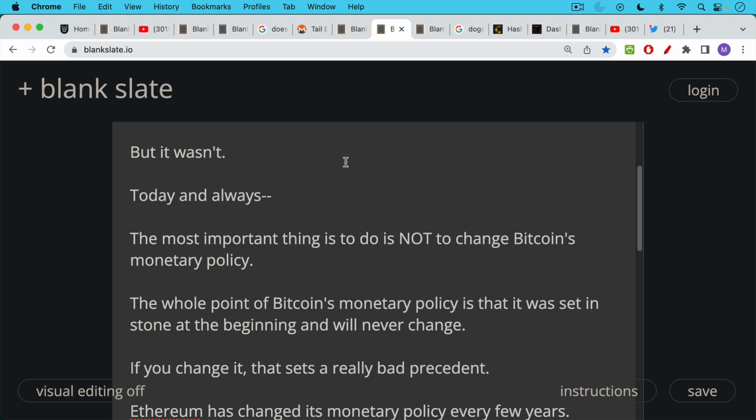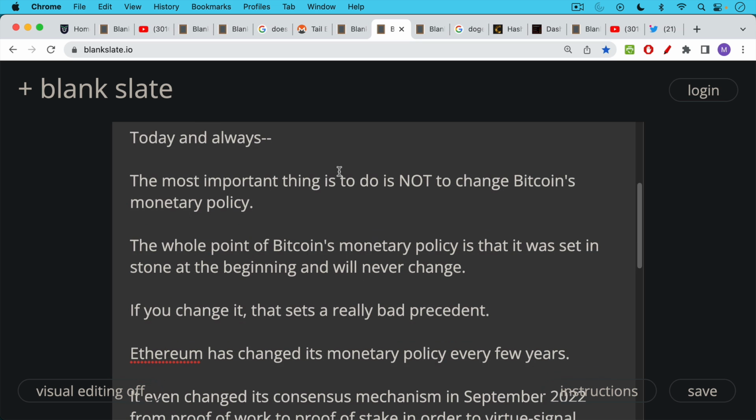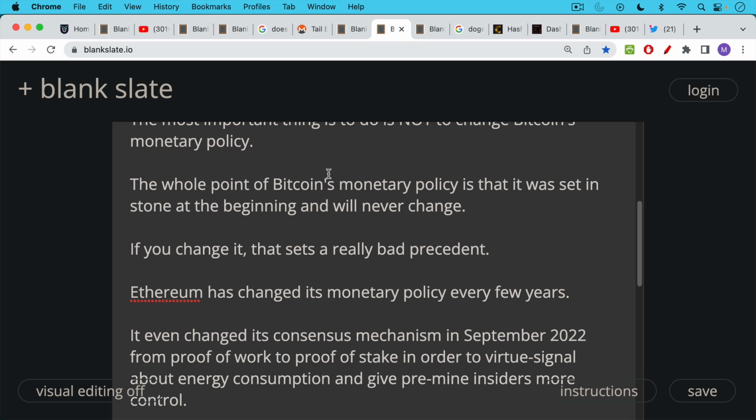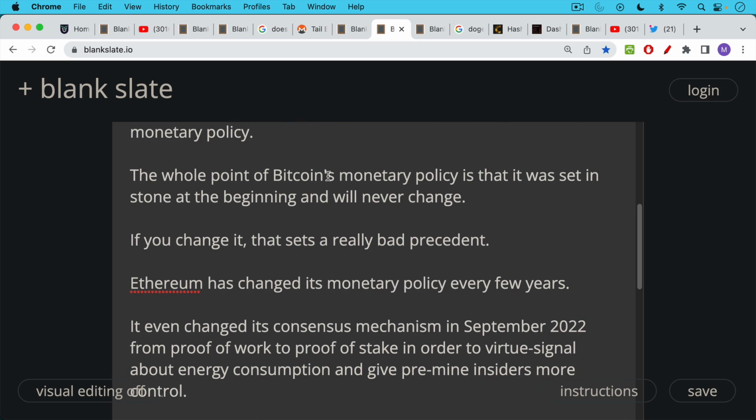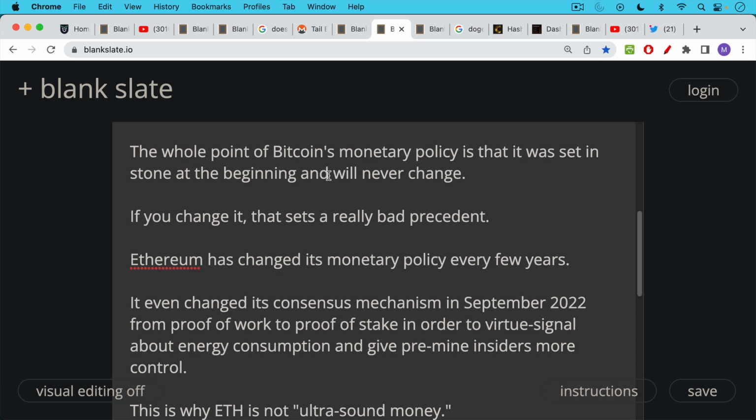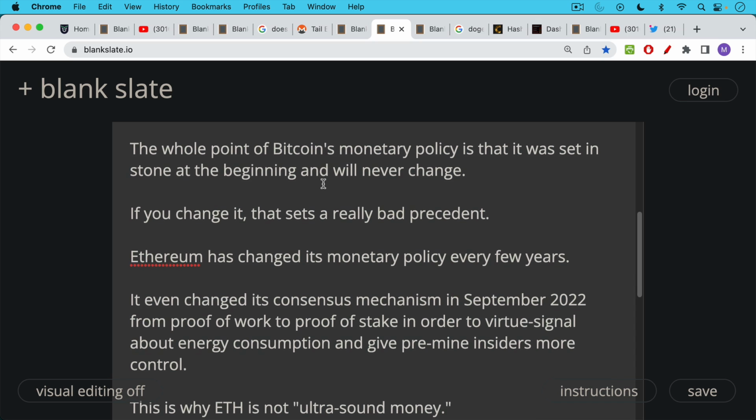We have the halvings where the block subsidy, the block reward, goes down from 50 to 25 to 12.5 to 6.25. And everyone knows what this monetary policy is. And so if you change it, that sets a really bad precedent. Ethereum's an example of a system that's changed its monetary policy every few years, and in some cases, every few months. It even changed its whole consensus mechanism in September of 2022 from proof of work to proof of stake in order to virtue signal about energy consumption and also to give pre-mine insiders more control.